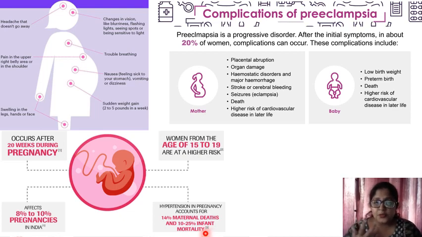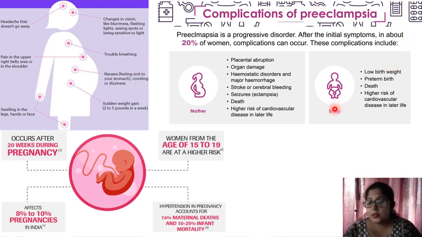How can you understand that you are suffering from this? Headaches will be there, which will not go away. That means consistent headaches. There will be pain in the upper belly and shoulders, swelling, because there will be water retention. That means sodium retention, water retention will be there. Sudden weight gain, nausea, vomiting, which is common, but that feeling sick will be consistent. Breathing trouble again, which is a common sign, but that will be consistent. Breathlessness will be there. Along with that, there will be change in vision, that there will be flashing lights, blurring of the vision, which will help you to understand whether it's preeclampsia or not.